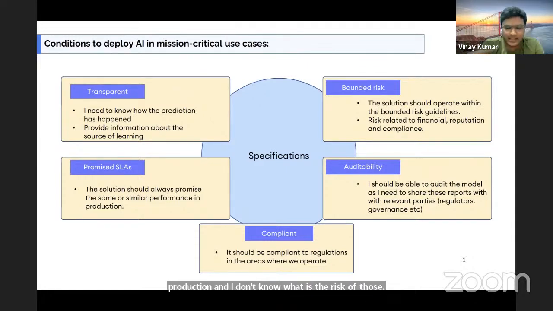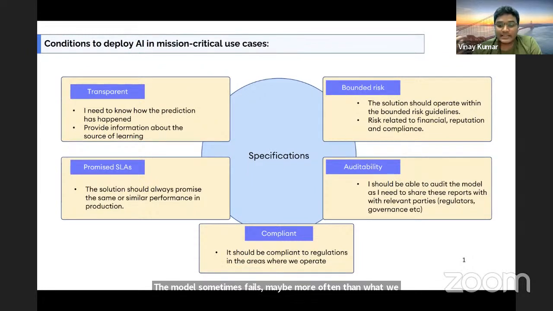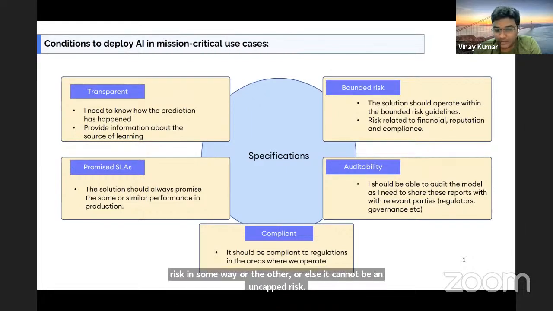So another example could be using it for underwriting, which is a very common use case today. Let's say I built a model and I'm using it in production. The model sometimes fails, maybe more often than we think. Then how do I manage the errors of these models? It has to be a bounded risk in some way, or else it becomes an uncapped risk. Then the high-risk use cases will be very risk averse and may not use these models in production.